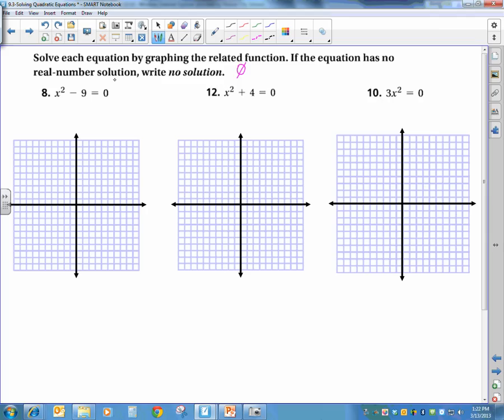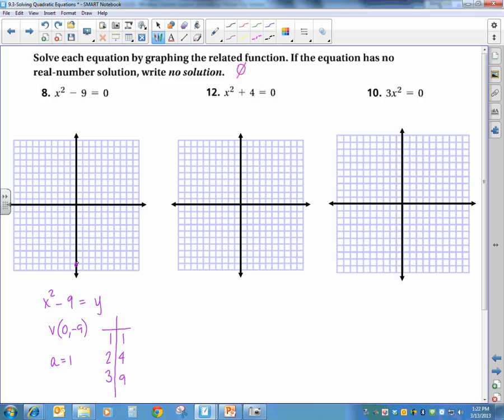Okay, so we have x squared minus 9 equals 0. My related function is x squared minus 9 equals y. And as we talked, that means our vertex is at 0, negative 9. So I'll plot that point, 0, negative 9. And then my a value is 1. So that means I get to use the key points as they are: 1, 4, 9.